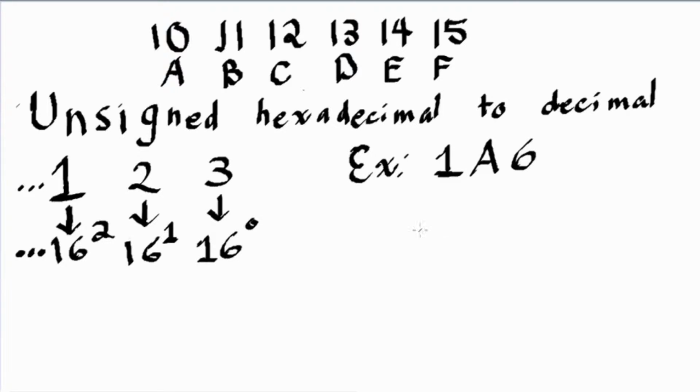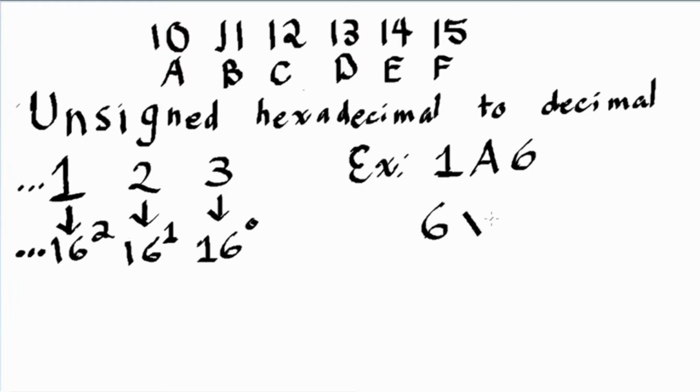Now we're going to cover unsigned hexadecimal converted to decimal. How the hexadecimal system works is each digit corresponds to a power of 16. Starting with the least significant bit, it represents 16 to the power of 0. To the left of that is 16 to the power of 1. To the left of that is 16 to the power of 2, and so on. In this example, we're going to be covering 1A6, starting from the least significant bit, which is 6.